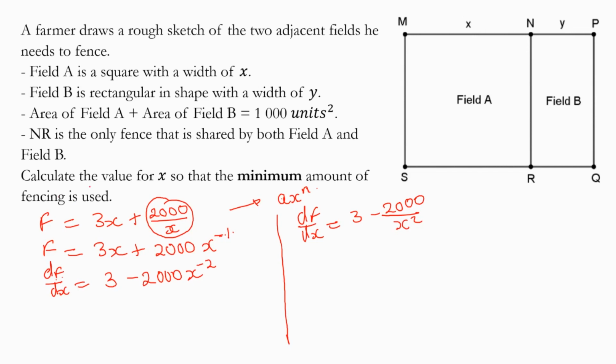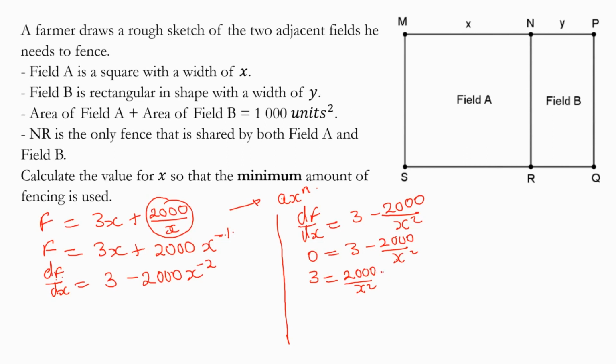It says calculate the value of x so that the minimum amount of fencing is used. When the minimum amount of fencing is used, df dx is equal to 0. The derivative at the turning point is equal to 0. So 0 is equal to 3 minus 2000 over x squared, and then 3 is equal to 2000 over x squared. If you transpose negative 2000 over x squared to the left hand side, it becomes positive.